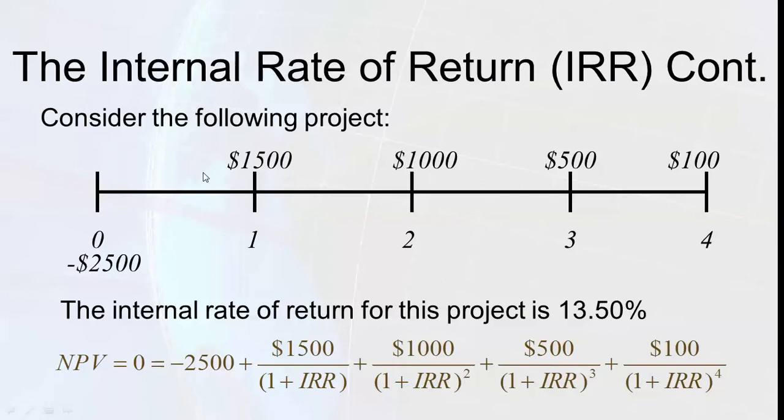So again, we are using this previous example. We are using project Q here, and we just use the NPV equation, set it equal to 0 and solve for IRR. There is a lot of algebra involved in this solution. If you solve for IRR, you're going to receive 13.5%. If you have 13.5% in this project, your NPV is going to be 0.